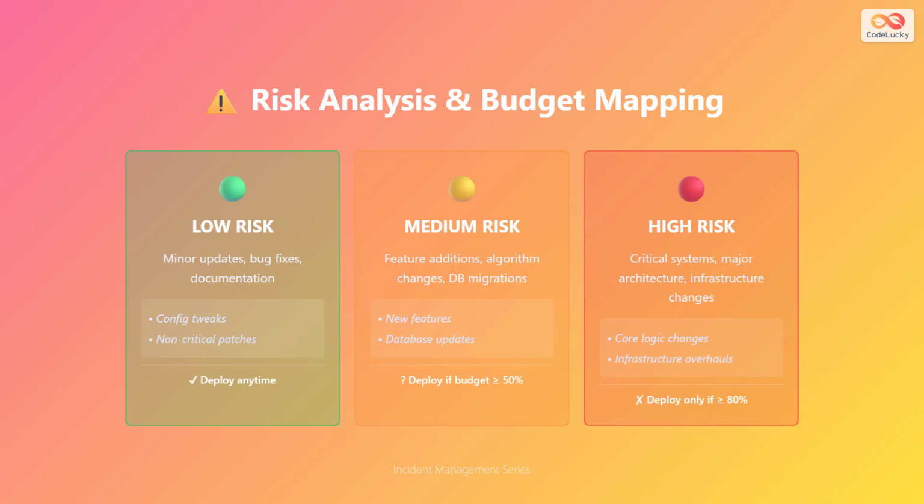Let's categorize risks and map them to budget requirements. Low-risk changes include minor updates, bug fixes, and documentation changes. These require minimal budget and can deploy anytime. Medium-risk changes include new features, algorithm modifications, and database migrations. Deploy these only if your budget is at least 50% available. High-risk changes involve critical system changes, major architecture rewrites, and infrastructure overhauls. These should only deploy if your budget is at least 80% available. The principle is simple. Higher risk requires higher budget reserves. This ensures you always maintain a safety margin for unexpected incidents.